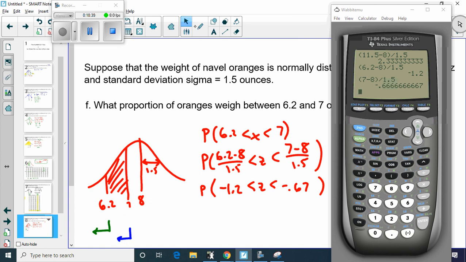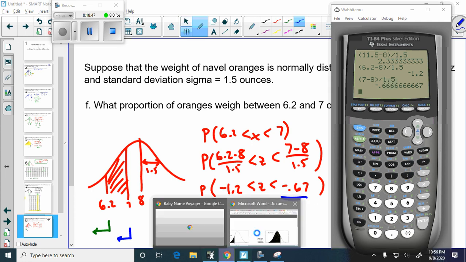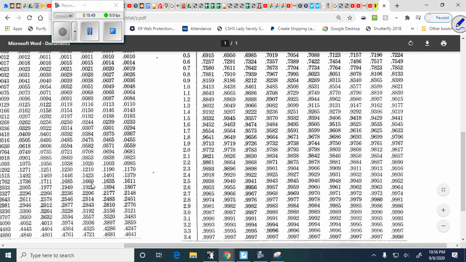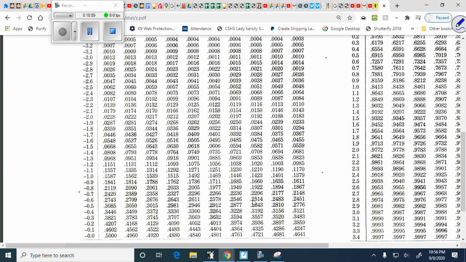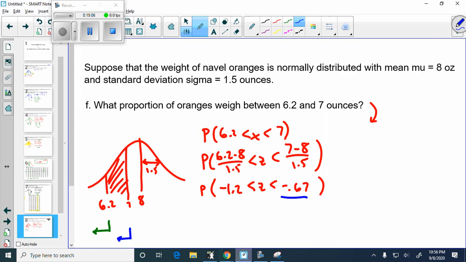Looking up first this blue one, negative 0.67. So I'm going to look at my chart. Negative is over here on this side. So I've got negative 0.67, it's right here: 0.2514. That's the blue number. That's the area to the left of that.